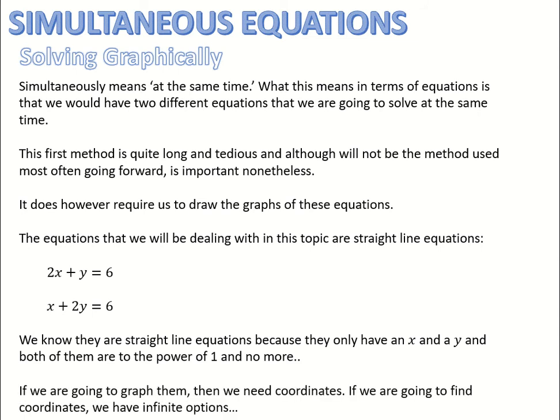Right. If we're going to draw the graphs of these, we need coordinates. We need coordinates to be able to plot onto a set of axes, and we need to join them together to make a straight line. If we're going to find coordinates, we have infinite options, and that is the whole point. The solution to any one of these is just a point that's on the line. You're going to see that more and more with the next couple of slides.